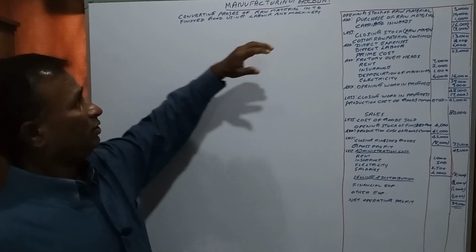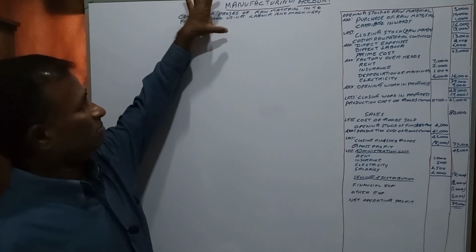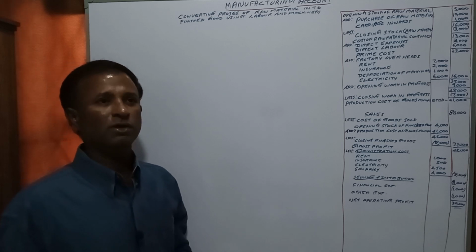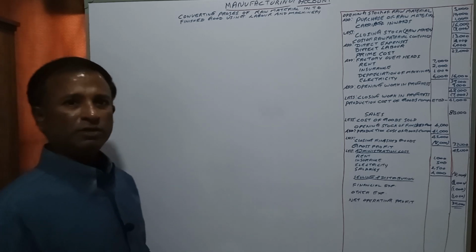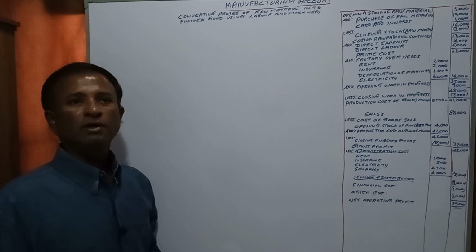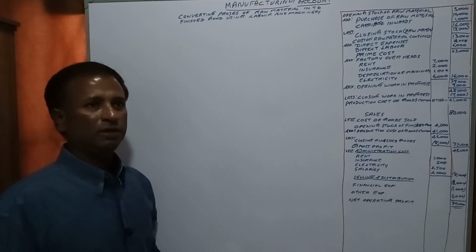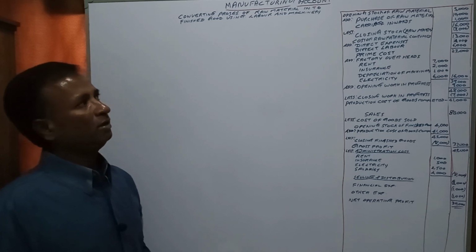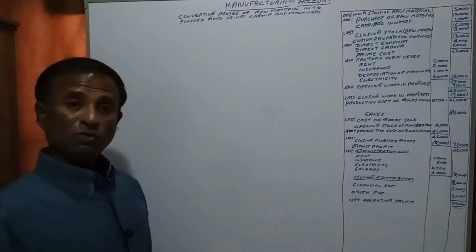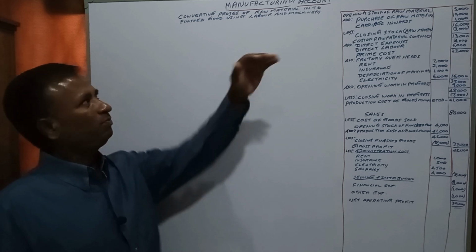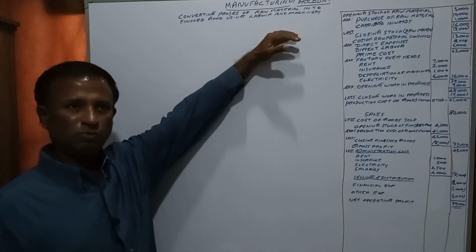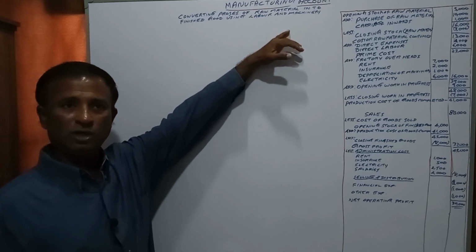Today we are going to discuss the manufacturing account. In the previous chapter we had some questions and did answers for that. That is for the sole proprietorship. This is the manufacturing account. For the sole proprietorship, we have the trading and profit and loss account.